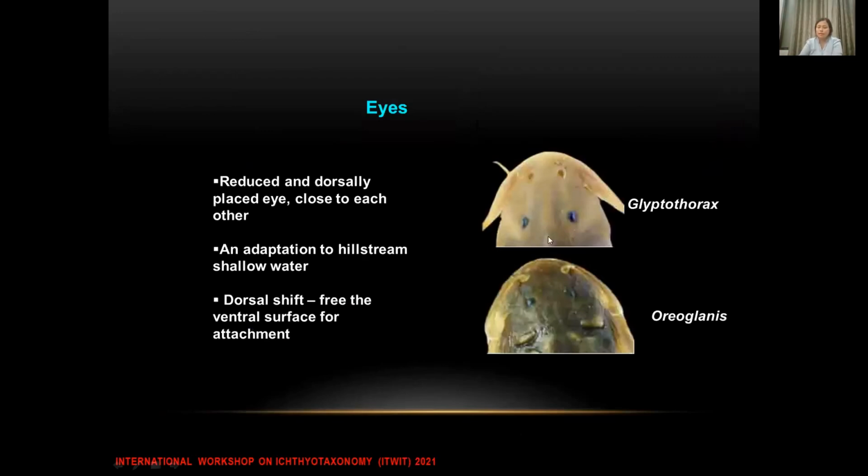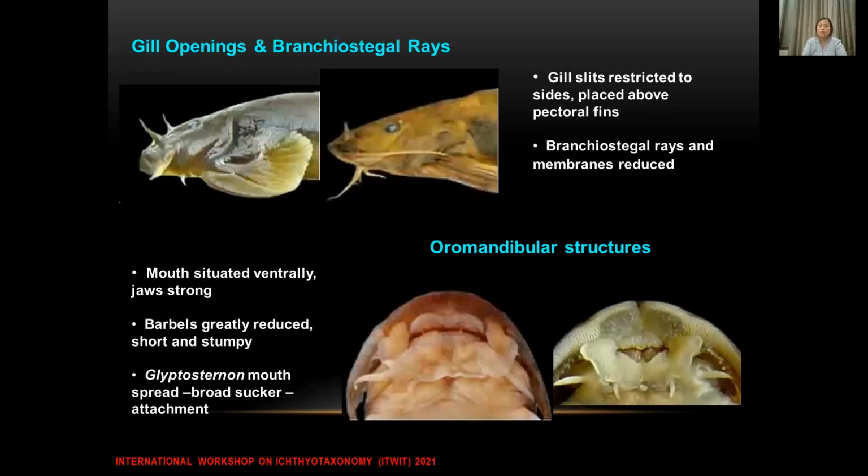Then the eyes are very much reduced, which is an adaptation to hill streams, because hill streams have shallow water. And to compensate for this, as I mentioned earlier in one of my slides, they have the maxillary barbels with sensory pores, so they can sense the chemical nature of the surrounding water and even predators. So that is how they compensate. Then the eyes are always present on the dorsal surface, not on the ventral surface, because the ventral surface will be used for adhesion to the substratum.